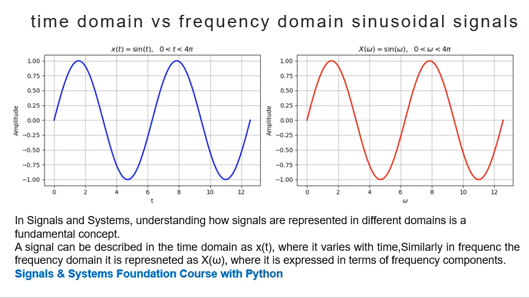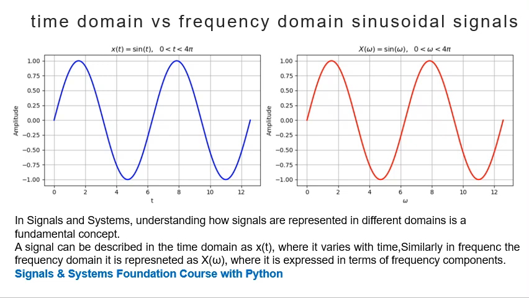Today we'll talk about the sinusoidal signals, especially the time domain versus the frequency domain sinusoidal signals. In signal and system, understanding how signals are presented in different domains is a fundamental concept. A signal can be described in time domain as x of t, where it varies with time because the independent variable t here signifies that it's a time domain signal. Similarly, in frequency domain, it is represented x of omega, where omega is frequency in radians per second.